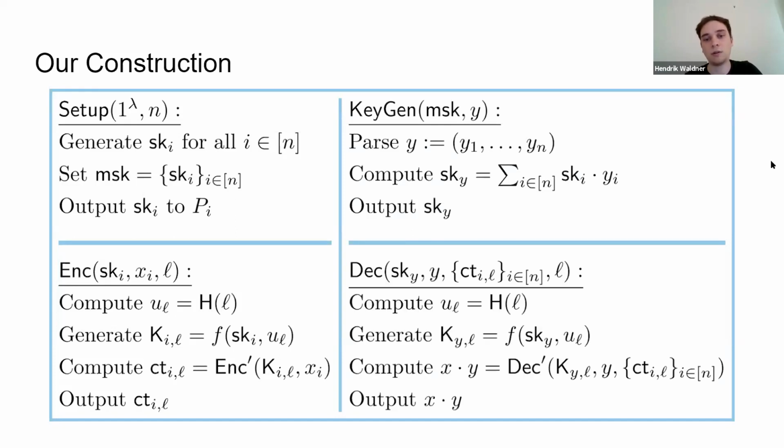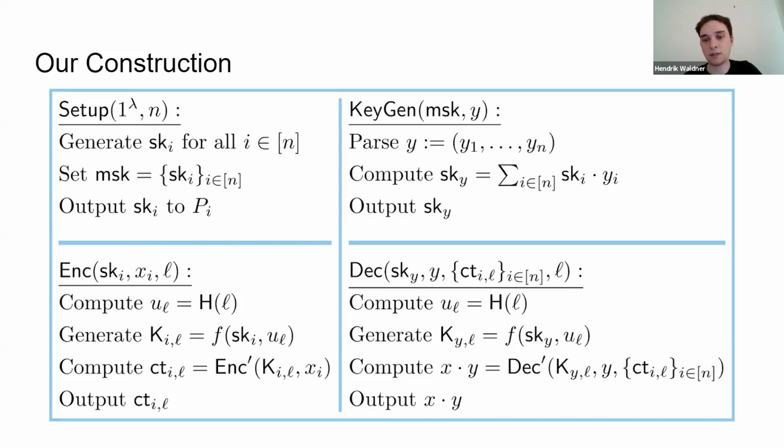This functional key can then be used for the decryption procedure. So if we have ciphertext from all the different parties, our functional key, the label, and the vector y, we can query the random oracle again on the value L. So we're basically proceeding similar here as in the encryption procedure.